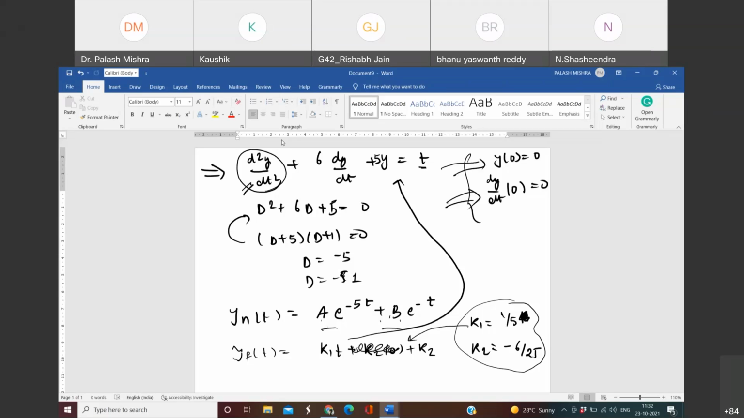So the order of the differential equation should be equal to the number of initial conditions. And the reason is very simple. If it is a second order differential equation, that means there are two variables involved. I mean, two energy storing elements must be there. So there should be two conditions for the energy storing elements, the initial conditions.